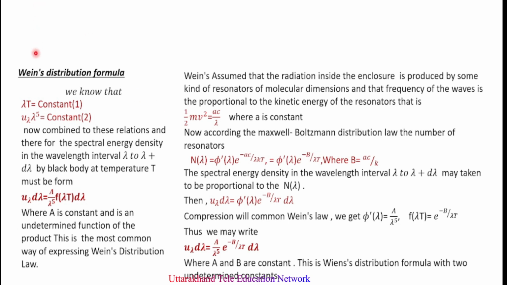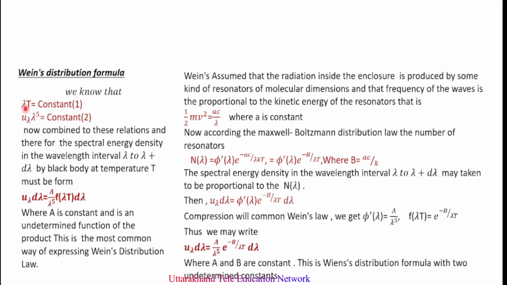Now the third and last is Wien's distribution law. This is very simple. We take the first relation of Wien, the Wien displacement law: lambda T is equal to a constant. The second is Wien's fifth power law: U lambda times lambda to the power 5 is equal to a constant.